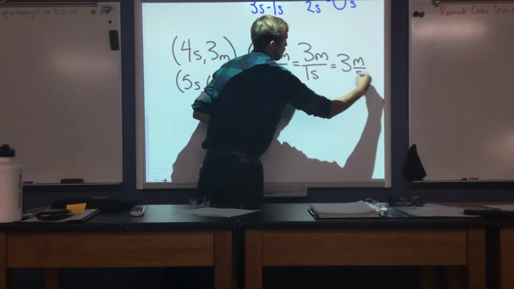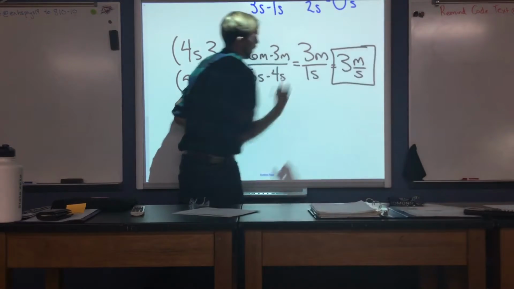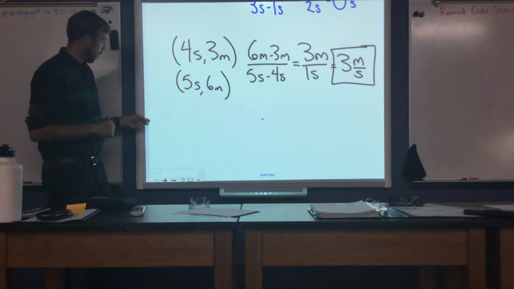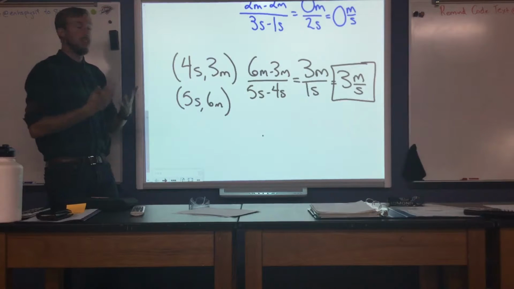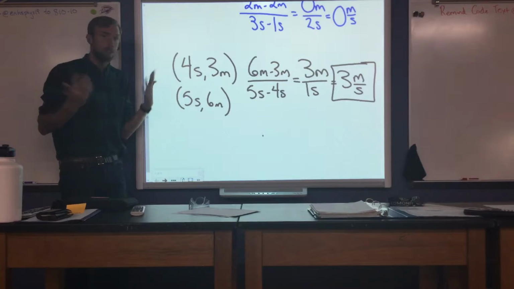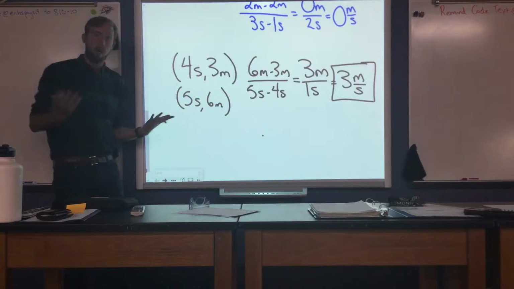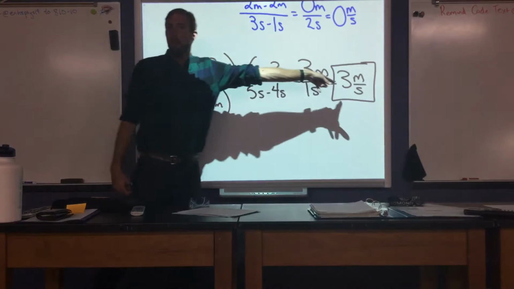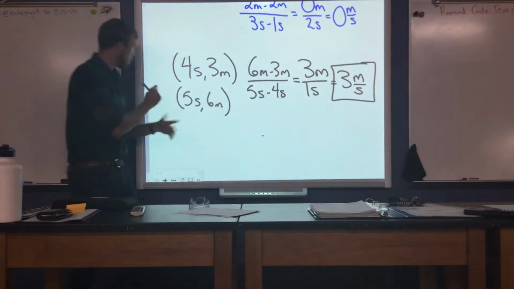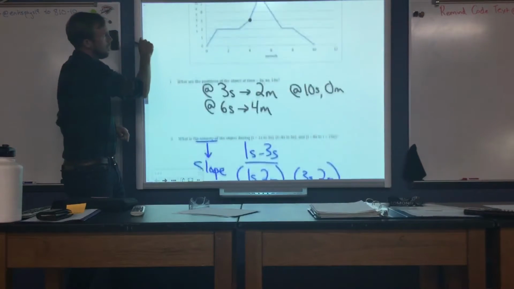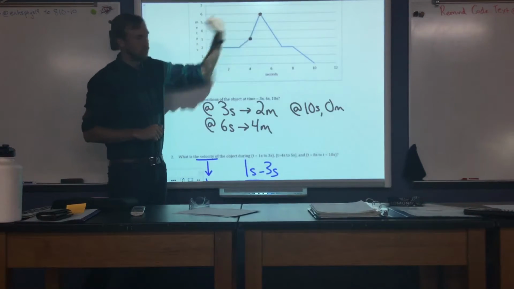So 3 over 1 gives me 3 meters per second. Just the slope between those 2 points. Now if I wanted to know the velocity at 4.5 seconds, or 4.8 seconds, or 4.1 seconds, those would all be 3 meters per second because I have a constant slope between 4 seconds and 5 seconds.